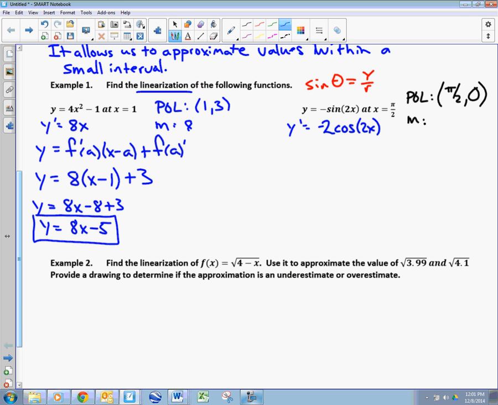You don't know what we're doing? We found the derivative of sine of 2x. Now we're going to plug in pi over 2 to find the slope. 2 times pi over 2 is pi. Cosine of pi is -1, times -2 is 2.